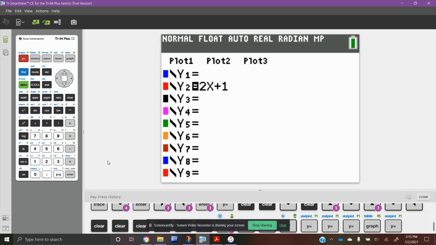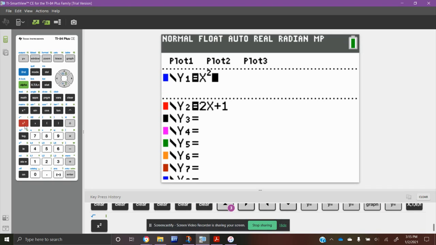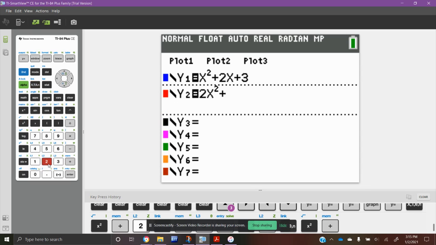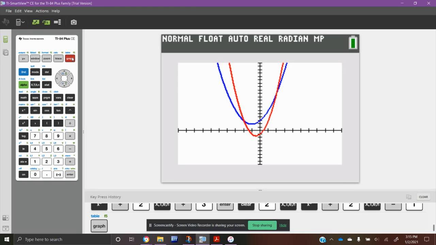Okay, so now I'm going to type in 2 quadratics. So I have x squared plus 2x plus 3. And then my second one is going to be another quadratic this time. So 2x squared plus 2x minus 1. And hit graph. All right, so now you can see that I have 2 quadratics, but I don't solve this any differently. I'm still looking for any intersection points.